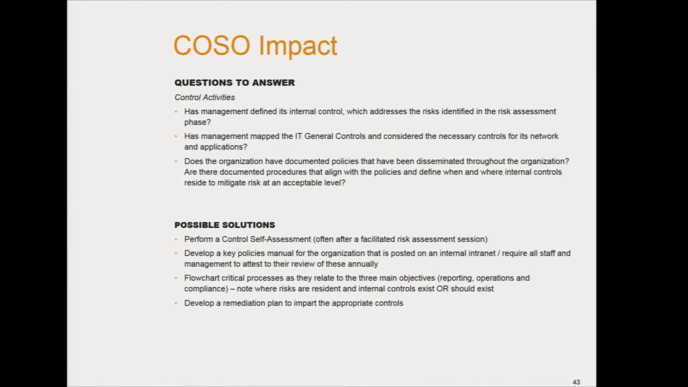So does your institution have documented policies that talk through at an organizational level as well as at the TRIO level? So some possible solutions to consider are performing a control self-assessment. This is especially critical for any type of grant management and also often can be facilitated by a risk assessment session. Again, continuing to monitor the documented policies and manuals at the organization level and within the TRIO grant program, and then considering documenting the flow of critical information through a flow chart.